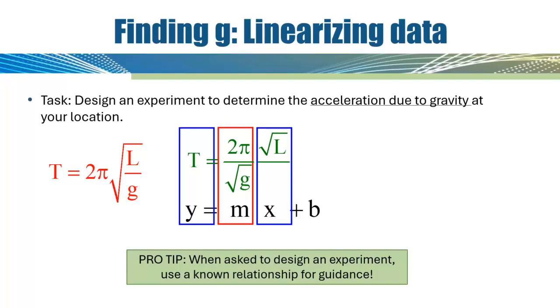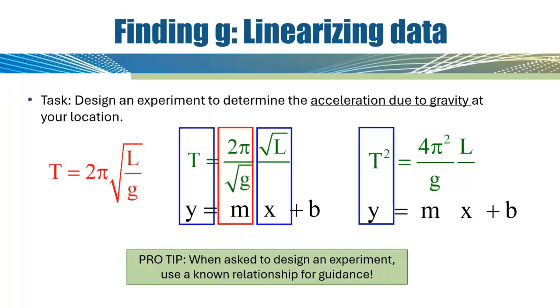And if you don't like square roots, you can also do the same thing by squaring all of the terms, and again lining it up with y equals mx plus b. I could also graph T squared on the y-axis and L on the x-axis. And now the slope of the best fit line will be equal to 4 pi squared over g. Either way, you'll get a linear graph that you can use to find the acceleration due to gravity.